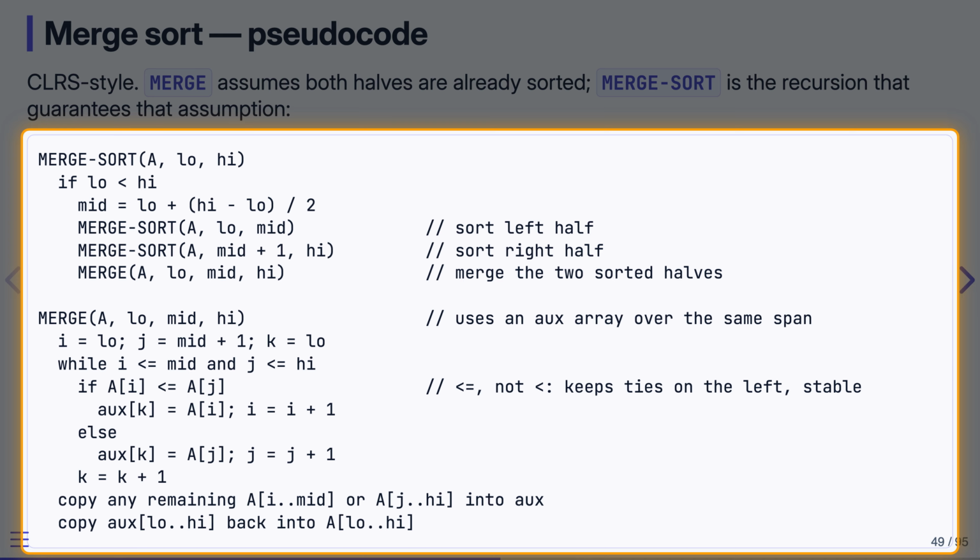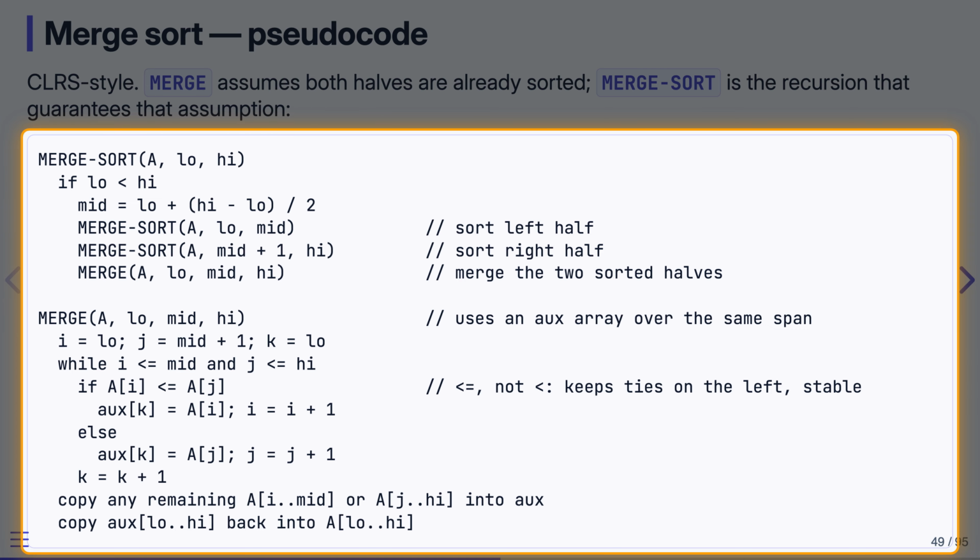Let's read the pseudocode. Merge sort is the recursion. If low is less than high, there is more than one element, so we find the midpoint. Mid is low plus (high minus low) over 2. Then we sort the left half, sort the right half, and merge the two sorted halves.